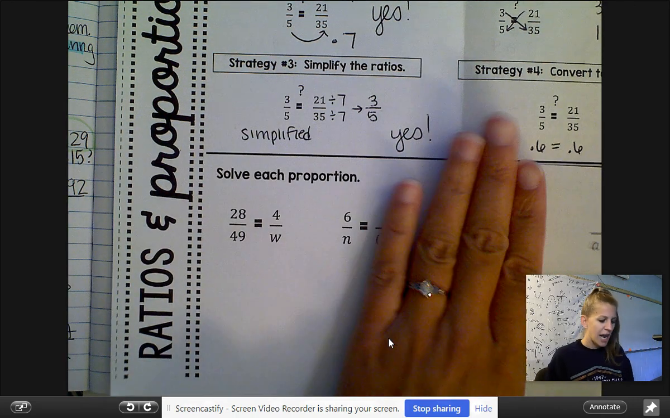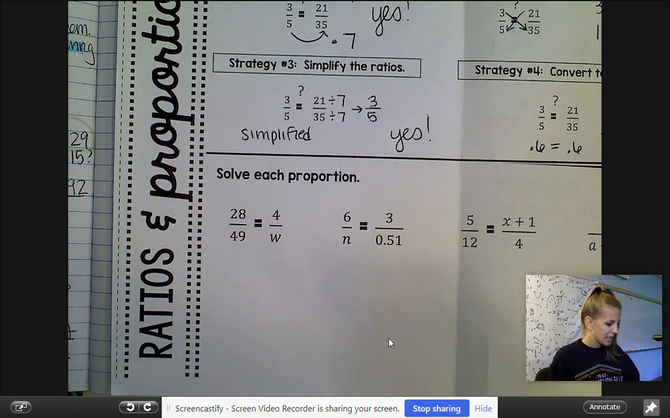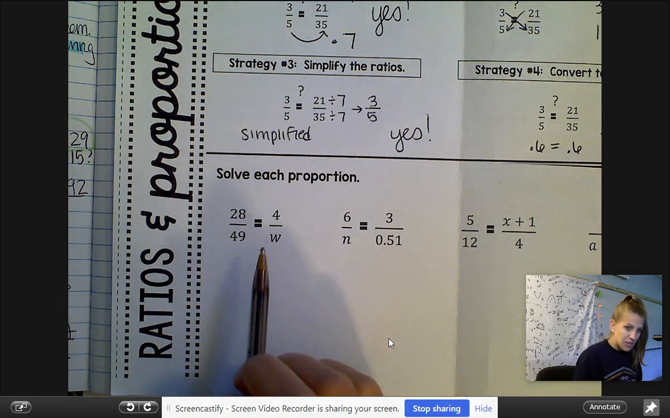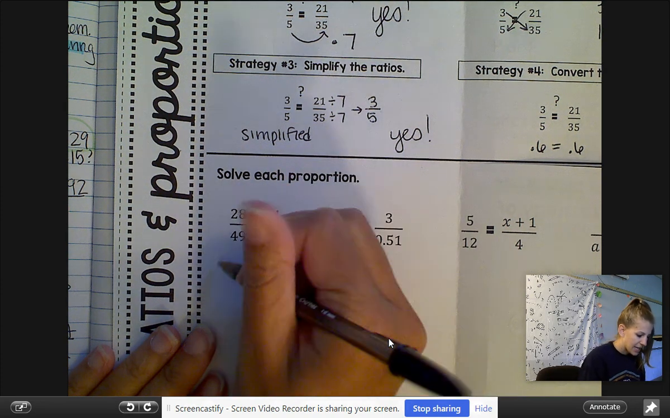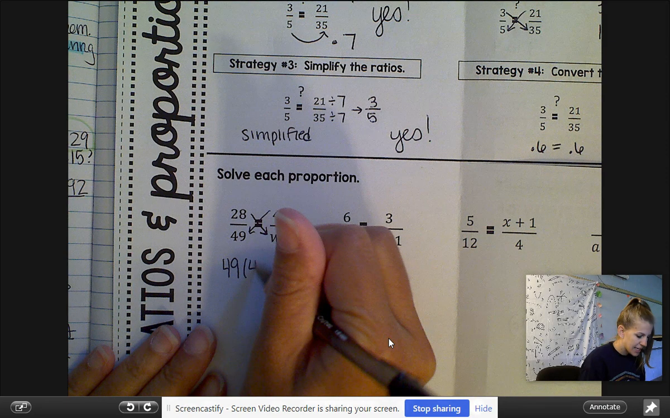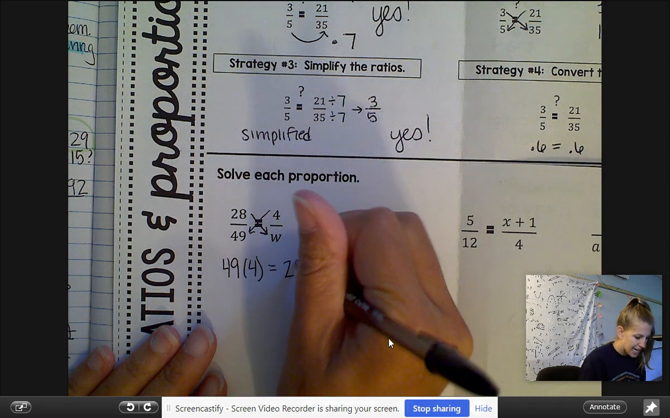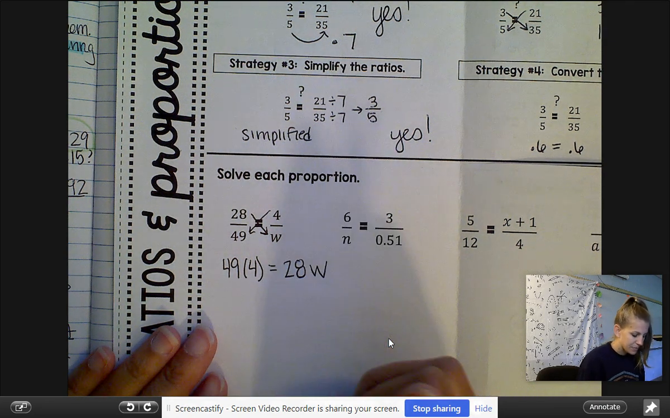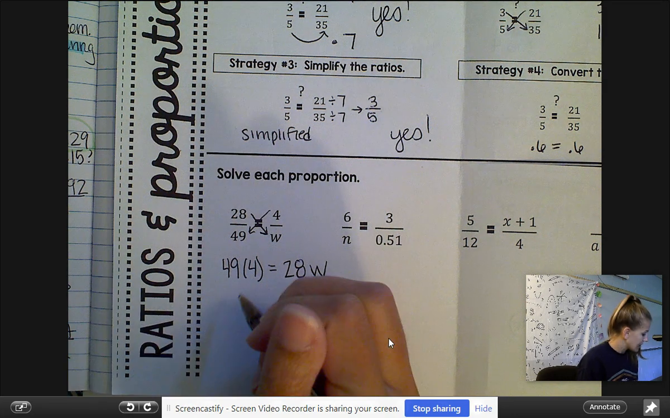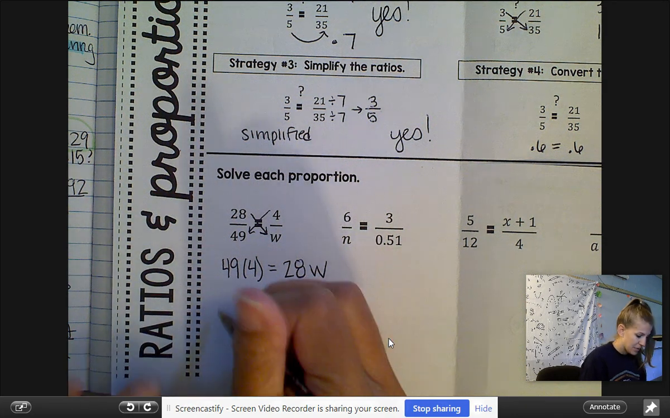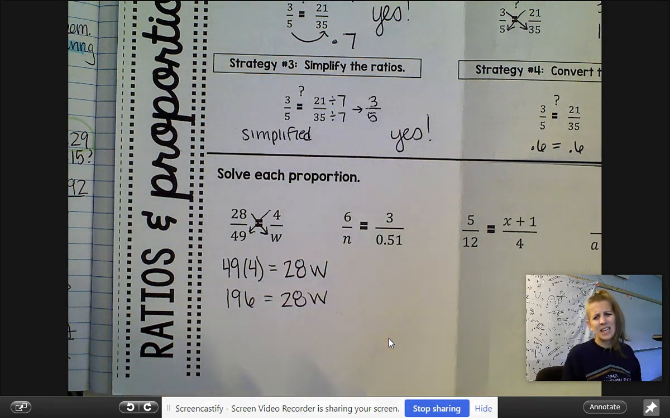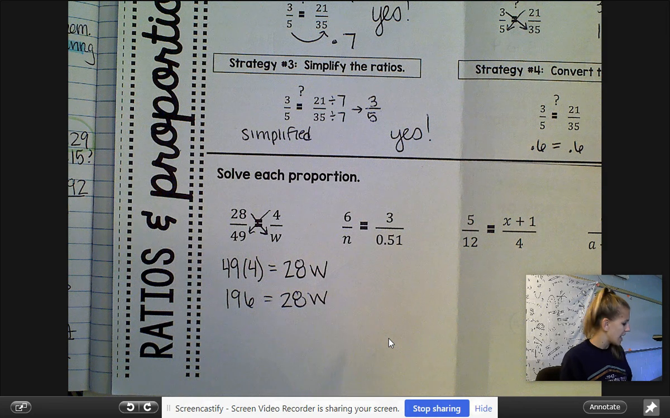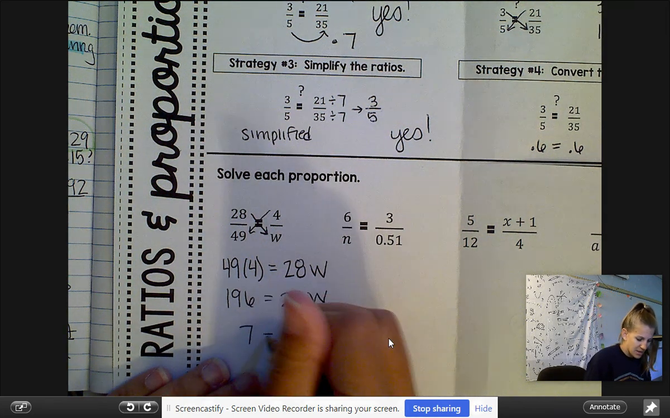Okay, so we're going to just try maybe 2 in here. So I'm going to try this one right here. I would multiply it diagonally. So we're going to have 49 times 4 is the same as 28 times W. 49 times 4, that's a really big number. We get 196 equals 28 times W. I would have to think 28 times what is 196? And that's pretty big. That's 7.